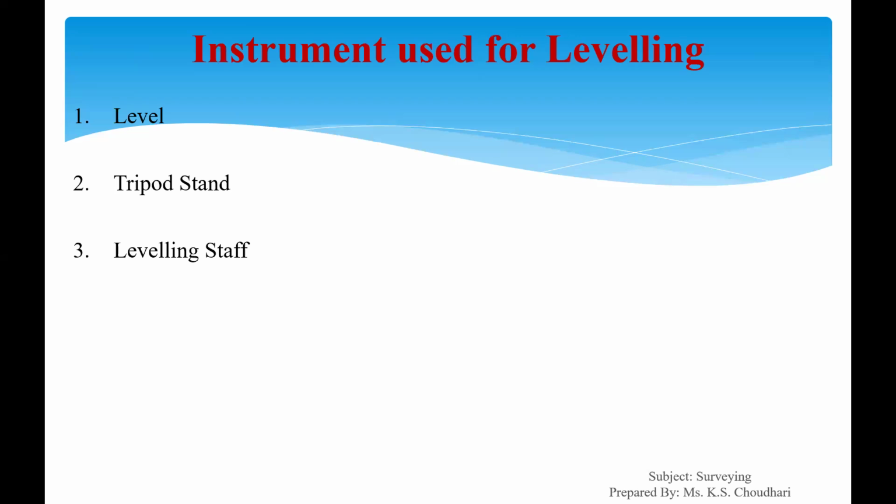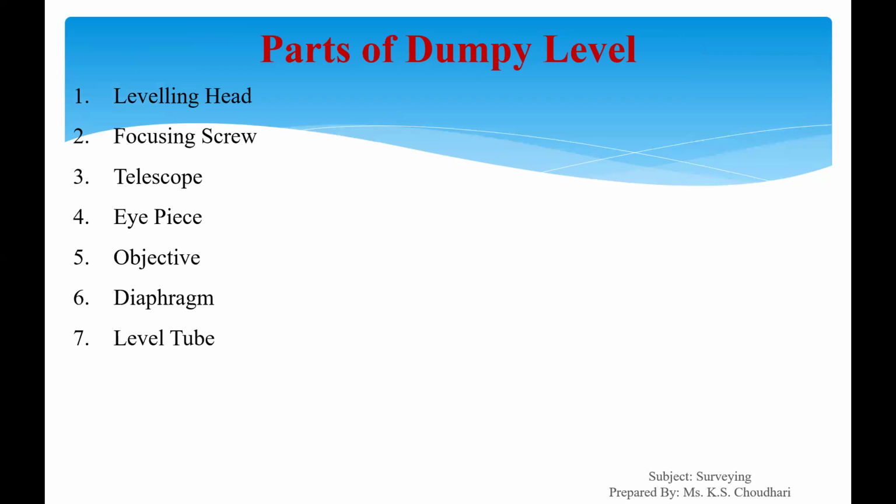Now the instruments used in leveling, that is level, tripod stand, and leveling staff. Parts of the dumpy level. Okay. Number one, leveling head. Number two, focusing screw. Number three, telescope. Number four, eyepiece. Number five, objective. Number six, diaphragm. And number seven, level tube.